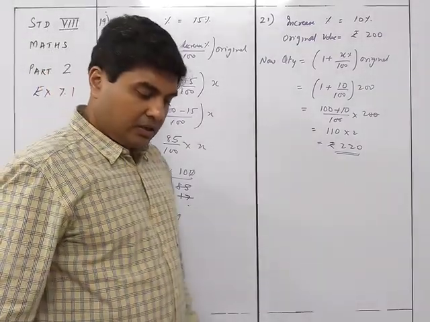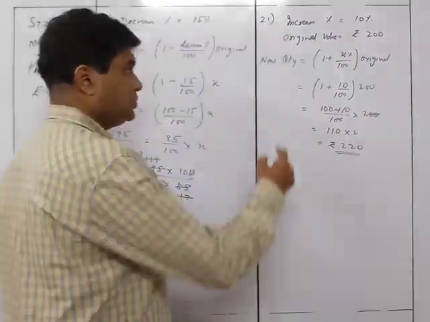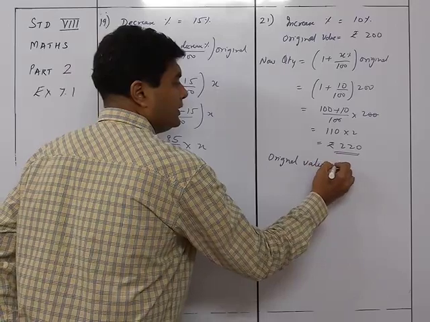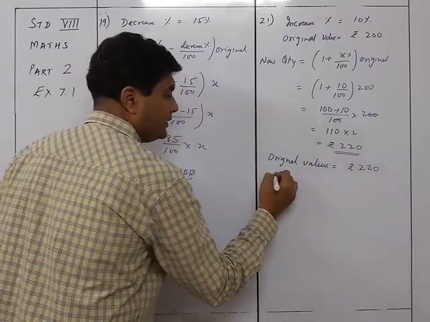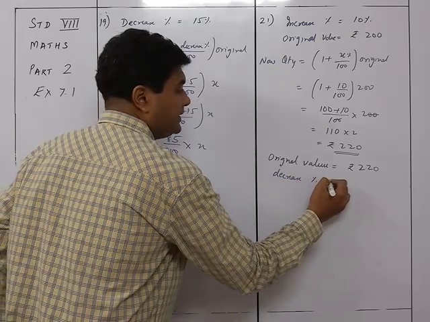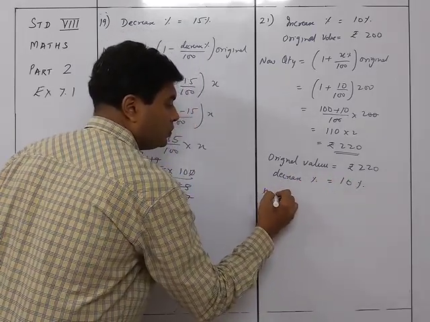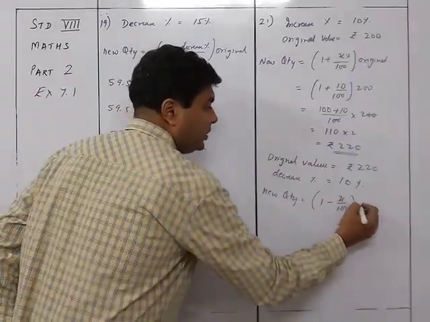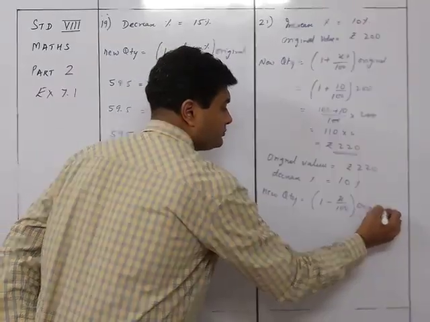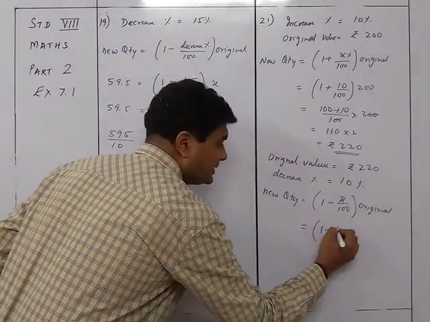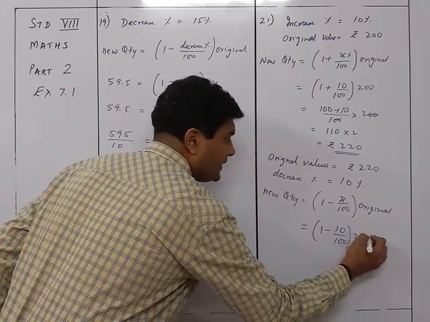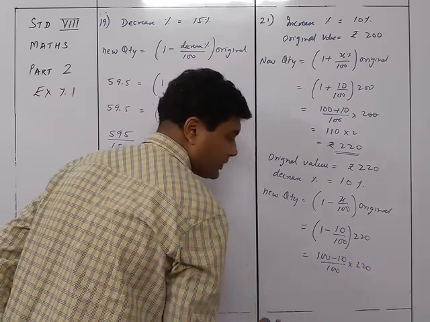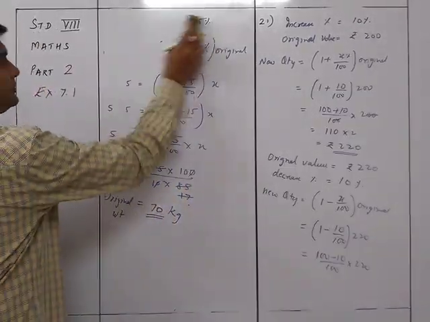Now what they have said is, you decrease this new value by 10%. So now original value is equal to rupees 220. Decrease percent is equal to 10%. So new quantity is equal to 1 minus x upon 100 into original. So that will give me 1 minus 10 upon 100 into 220. So that will be 100 minus 10 upon 100 into 220. Right? Just continue here.